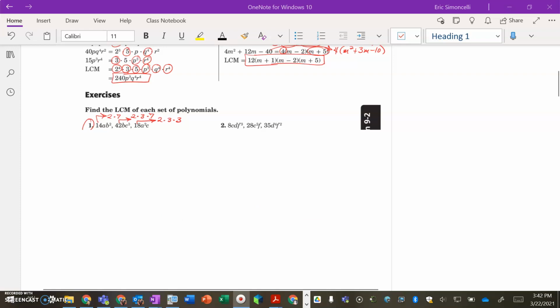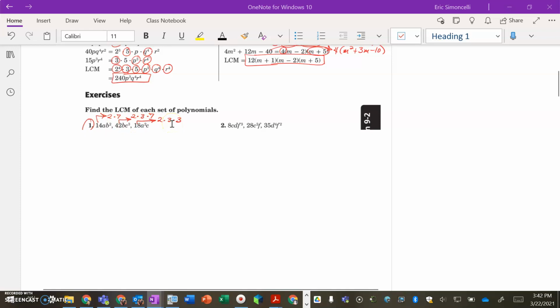So let's take a look. As you can already see here, we've set ourselves up for 14 as the product of 2 times 7. 42 is 2 times 3 times 7. And then 18 is 2 times 3 times 3. So these are the prime factors.